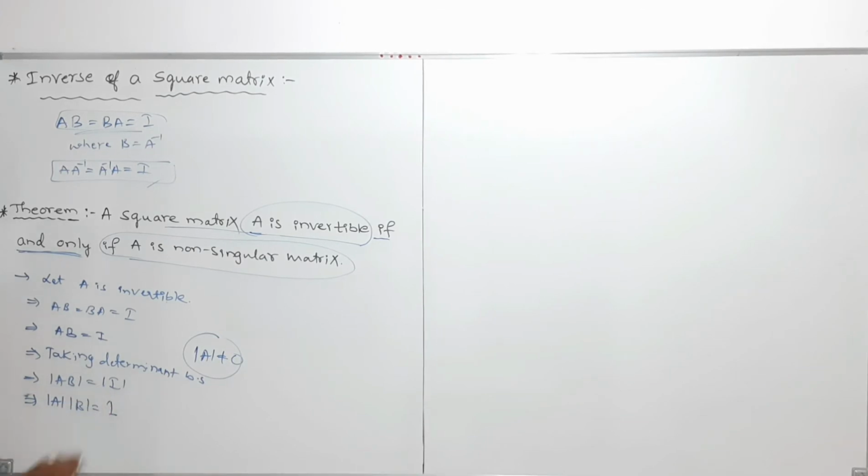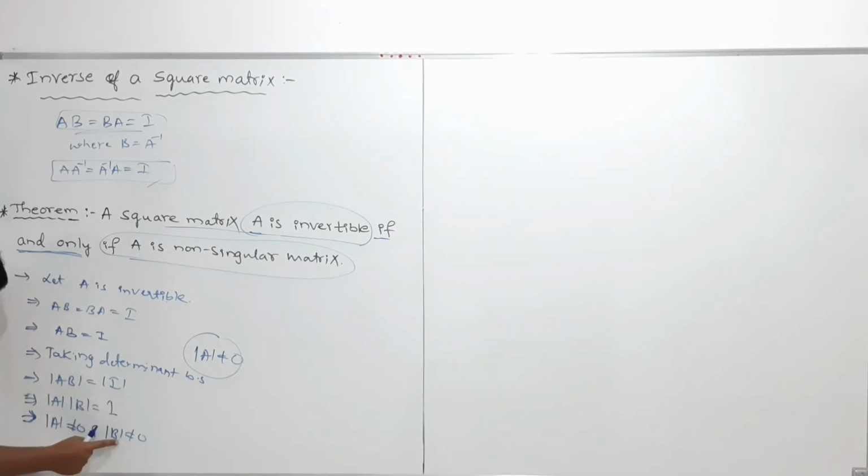So what is this? Determinant of I is nothing but 1. Clear? And now my students, this implies that for any two constant numbers, if you take the product of this, it equals 1. This is possible only if determinant of A is not equal to 0 and determinant of B is not equal to 0. Suppose this value is 0, then anything times 0 is 0. So LHS is not equal to RHS.